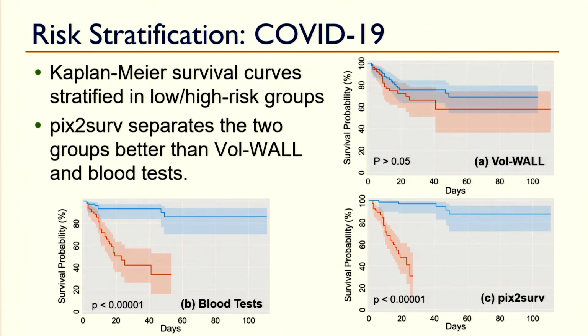Here are the Kaplan-Meier survival curves of the COVID-19 patients, stratified into low-risk and high-risk groups by the median of the estimated survival times. The volume wall did not produce a meaningful separation, whereas both PIX2-SERV and the blood tests produced a statistically significant difference between the patient groups. We can see that the separation between the patient groups was largest with PIX2-SERV.